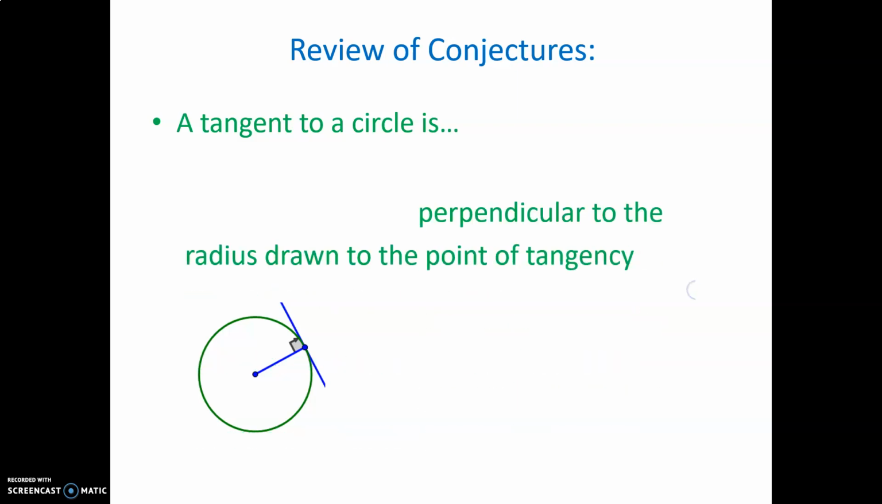A tangent to a circle is perpendicular to the radius drawn to the point of tangency. Remember that? So here is a tangent, and here's a radius drawn to the point of tangency. That always creates a right angle. So that's just something to remember as you do the homework problems.